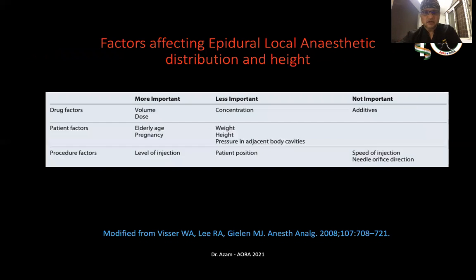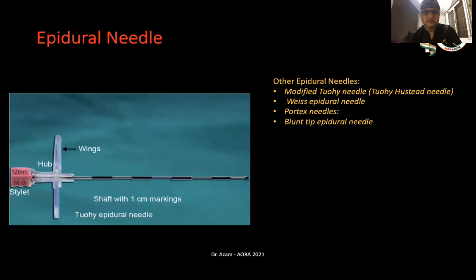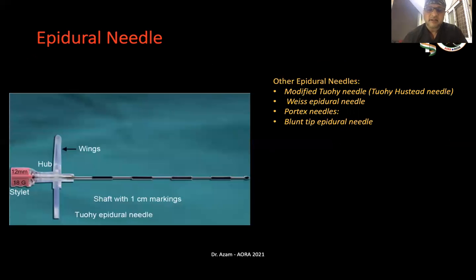Right. So now I will be skipping through this because if time permits, I can come back. Now we need to know a little bit of the epidural catheters, the Tuohy needle. So we need to know about the equipment that we use for epidural. So now here, the Tuohy needle is about 10 centimeter long. It is 10 centimeter in length, with 1 centimeter graduations, and it comes as 16 gauge and 18 gauges available.